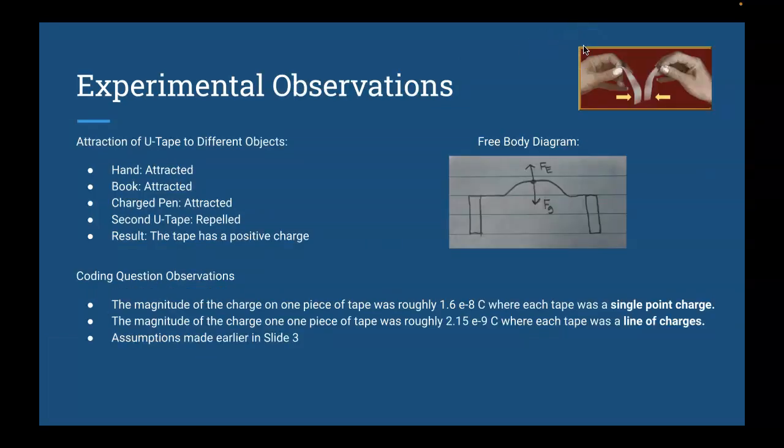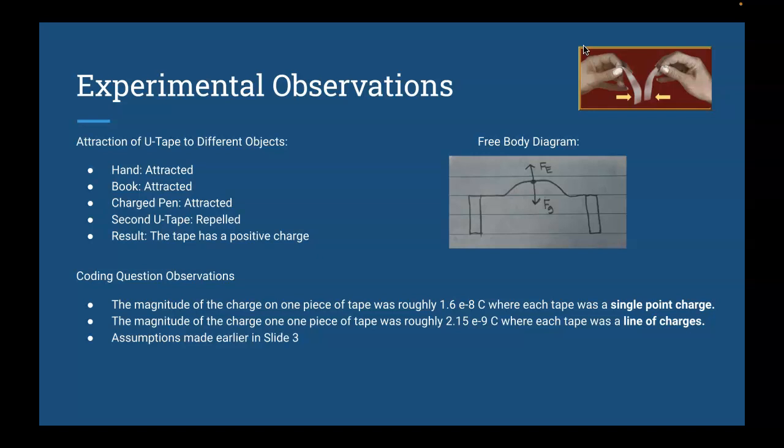While performing the experiment, we made several observations between the attraction of the U-tape to different objects. We see that the U-tape attracted to the hand, the book, and the charged pen, but repelled with the second U-tape, and consequently, we can determine that the tape has a positive charge because of this.